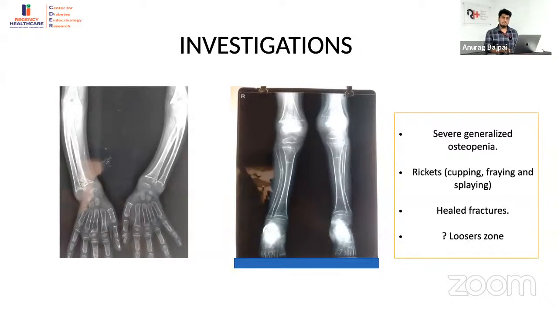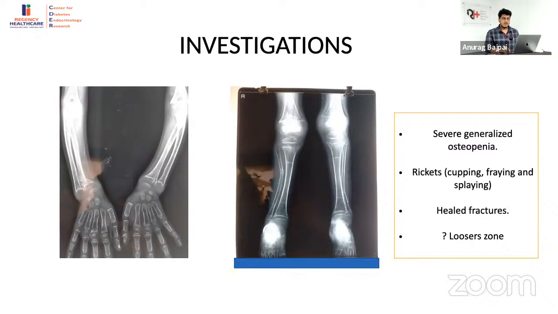You are seeing features of rickets, but with nutritional rickets you will see much worse features in the metaphysis. Here it's not just a disorder affecting the metaphysis and epiphysis area; it is affecting the entire bone. In nutritional rickets you will see much more cupping and fraying, which is not very visible here. What you're seeing are fractures, and Looser zones are there.